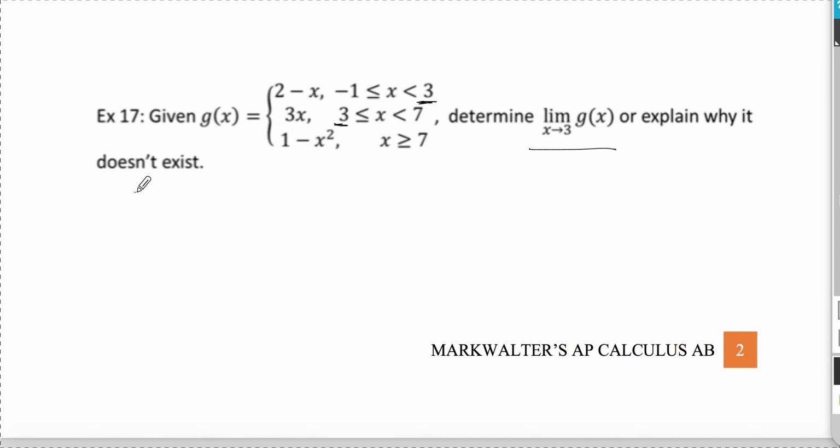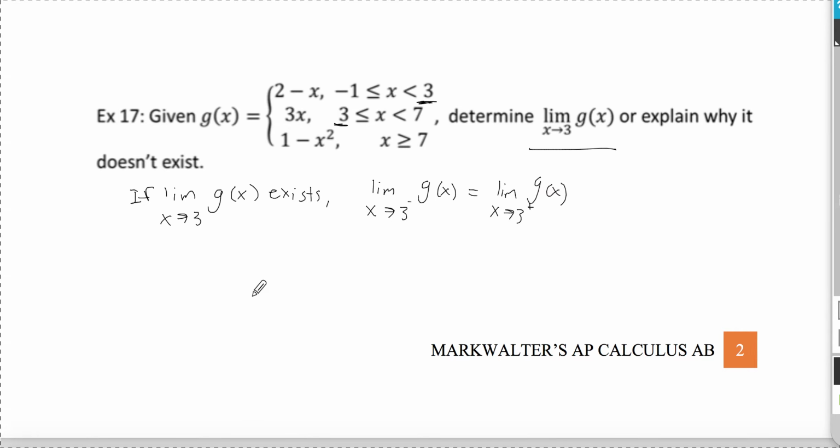I know my definition of a limit is if the limit as x approaches 3 of g of x exists, the limit as x approaches 3 from the left of g of x has to equal the limit as x approaches 3 from the right of g of x, right? So I can check that pretty quickly. The limit as x approaches 3 from the left of g of x would be the function 2 minus x, which, as x is getting closer and closer to 3, is going to take us to negative 1.